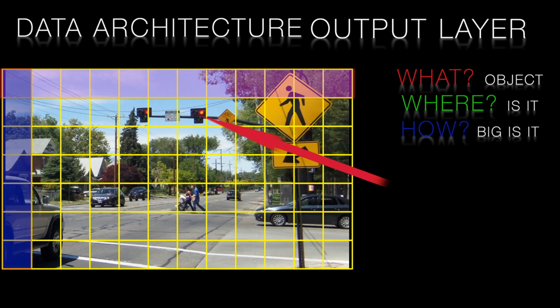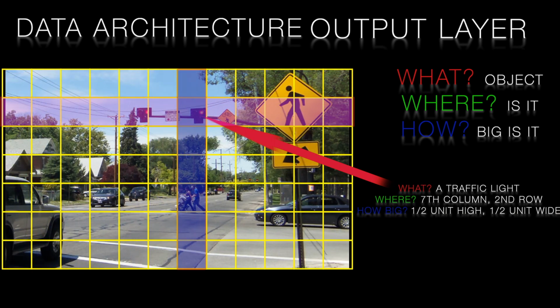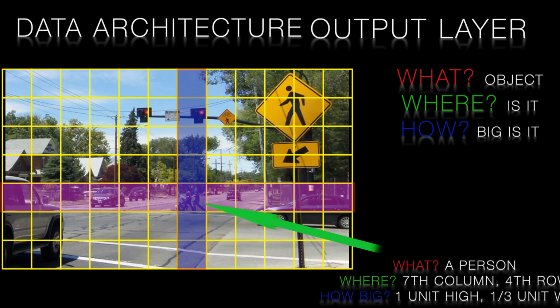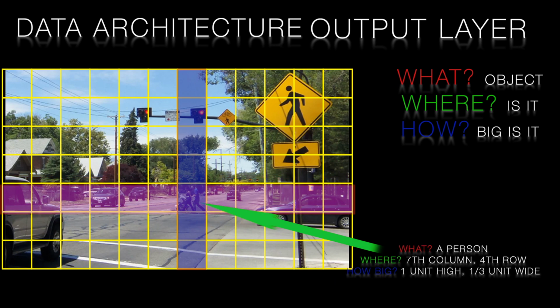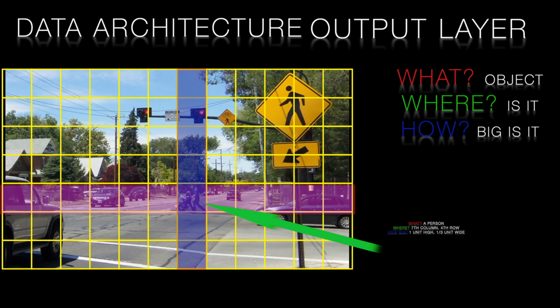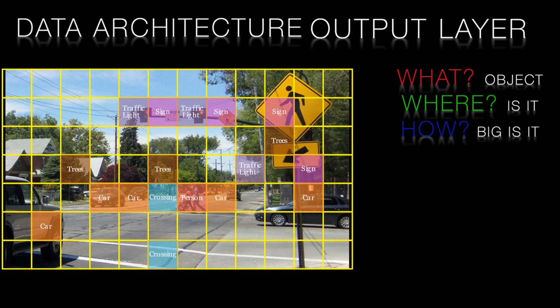For instance, in the second row, 7th column, we have a traffic light, which is half a grid unit high and half a unit wide. Likewise, in the 5th row, 7th column, we have a person, which is 1 unit high and 1/3 of a unit wide. We can label all of the objects of interest in an image. In a couple of minutes, we'll introduce some tools that can help us do this.